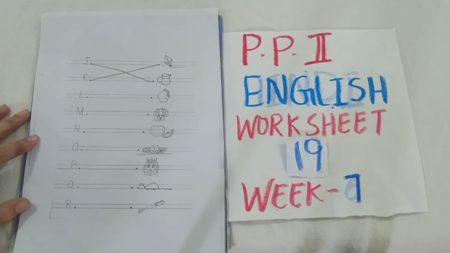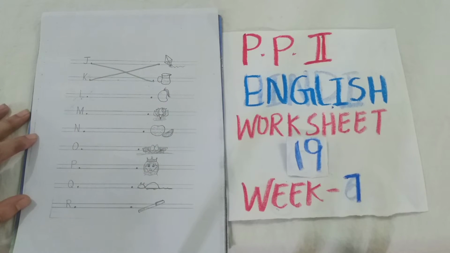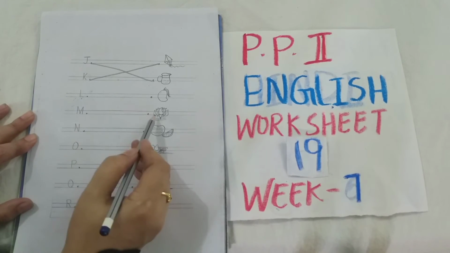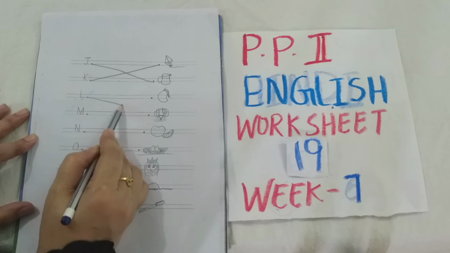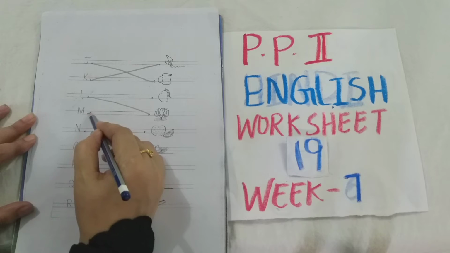Yes. Now next letter is L. L for, which picture is the correct picture over here? Mango is the correct picture. No. Then rat is the correct picture. No. Pen is the correct picture. No. L for lotus. Lotus is the correct picture. So you have to match there only. Like this. M for mango. Match over there.